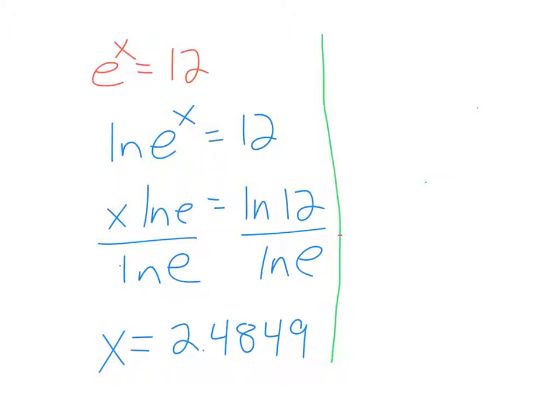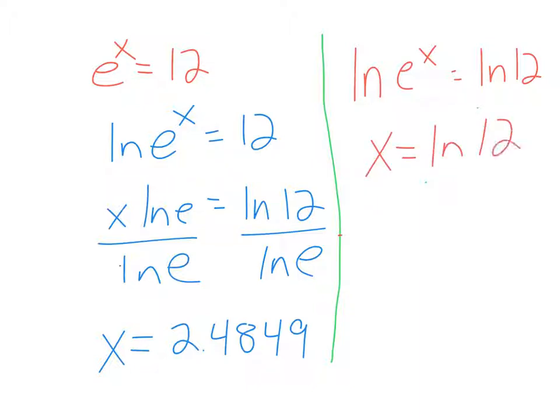Okay, so if we take the natural log of both sides, then this would just be natural log of e to the x, which we've all agreed is just x. So then x equals the natural log of 12. It doesn't just equal 12, it equals the natural log of 12. If you type that in, you get 2.4849. Is that okay?